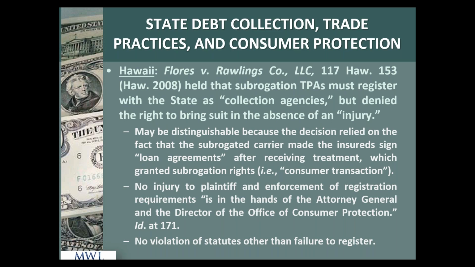Now let's talk about Hawaii. Of course, they had the horrible events in Maui in the past month. But this particular case we're talking about is actually semi-famous in the area. It's Flores versus Rawlings Company, and the holding is that a TPA working on health liens, and I can't say whether or not this would apply against third-party claims against tortfeasors, as far as trying to pursue subrogation liens against an insured.